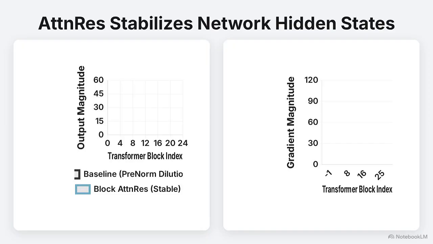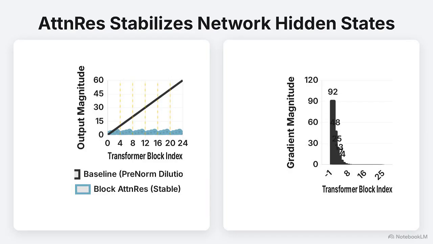This chart shows internal hidden state magnitudes. The baseline model's magnitudes explode linearly due to prenorm dilution, but block attention residuals form a perfectly stable sawtooth pattern. Selective attention at every block boundary explicitly resets the accumulation, confining exponential growth and protecting early layer data.